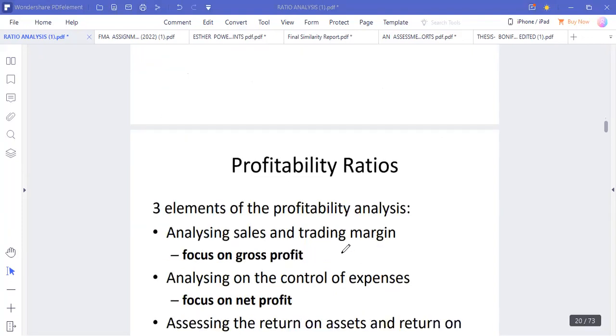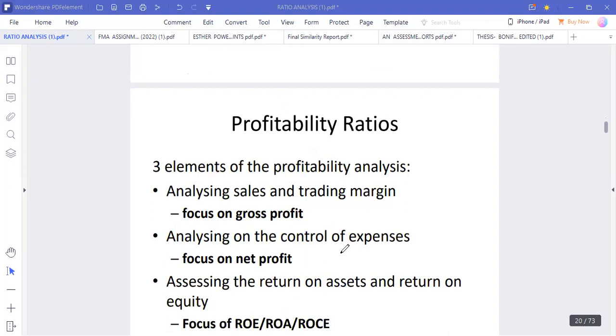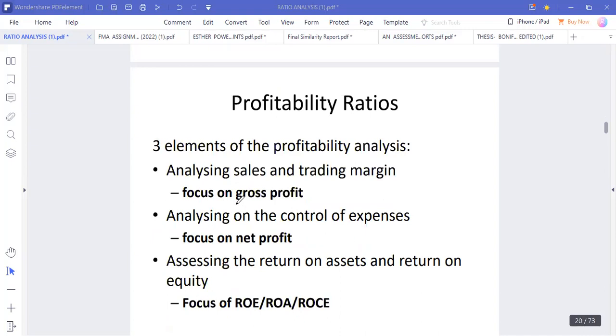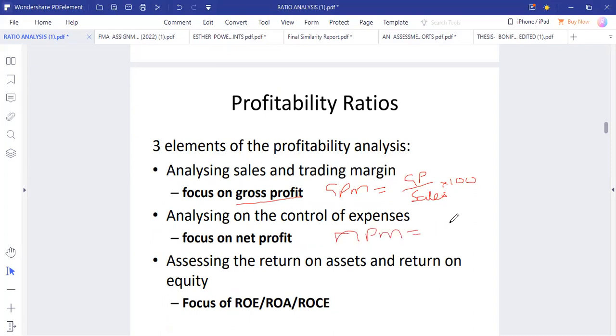All right, so we can look at the following elements that are involved in the profitability ratios. The first part is the focus on the gross profit. This is what we call the GPM, the gross profit margin. We're just looking at the gross profit over sales times 100. It looks at how much sales are contributing to our gross profit. The other one is called the net profit margin, simply NPM. It is simply the net profit over sales times 100.